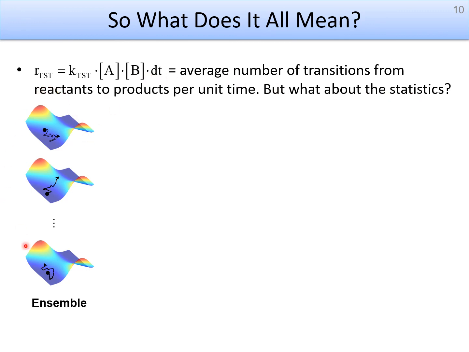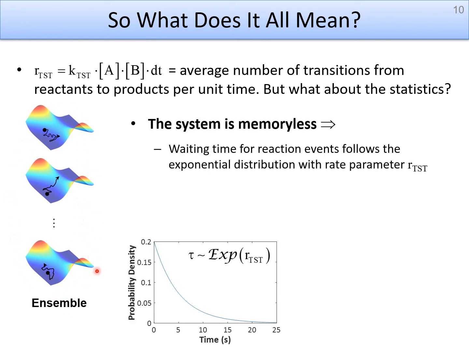When we talk about statistics, it's useful to introduce an ensemble. This would be a collection of systems in which we start the system from different points of the reactants region, and also with different velocities potentially. If we imagine a collection of such systems, one question we can pose is, how much time do we have to wait until we see a reaction event?